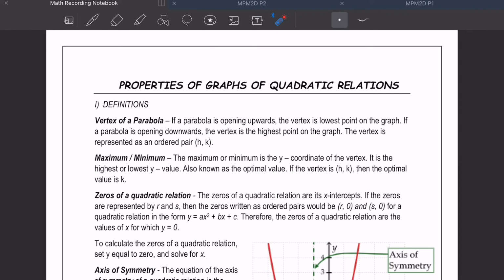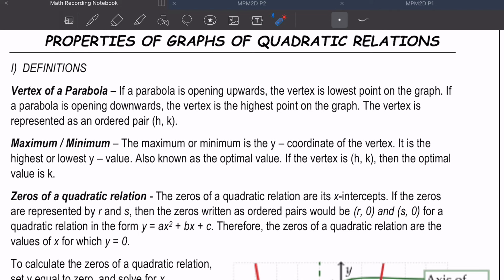Okay, welcome back. If we're looking at the different definitions that are important when we're looking at quadratic relationships, the first one is the vertex of a parabola. If a parabola opens upwards, so that means it's going up, looks like this, a U pointing in the up direction, the vertex is the lowest point on the graph. So it's going to be right here. That's the lowest point of the graph. If a parabola is opening downwards, the vertex is the highest point of the graph. So downwards, we're going to look at this one. It looks downwards, and the vertex is the highest point of the graph.